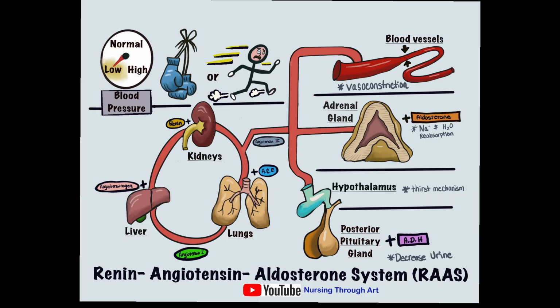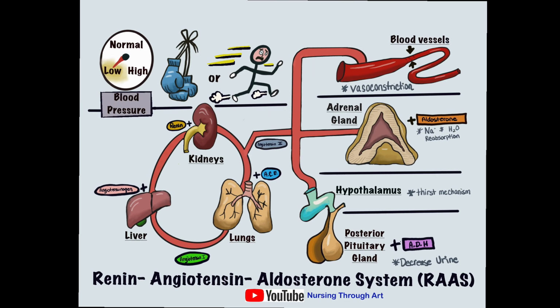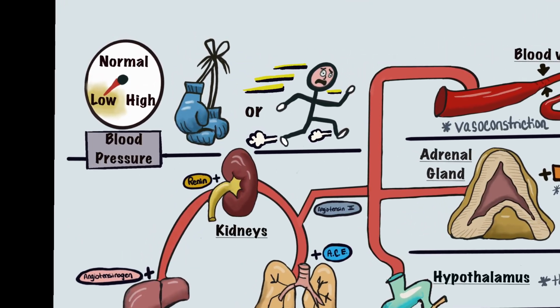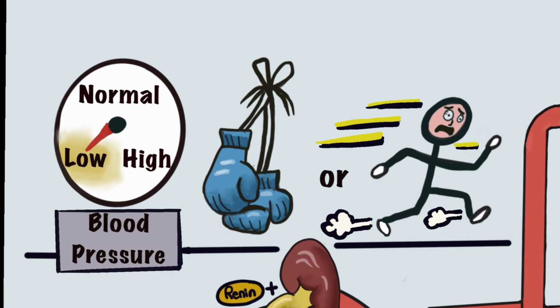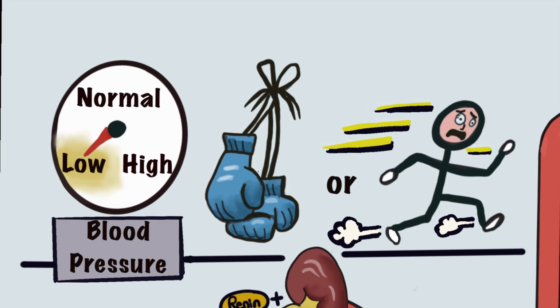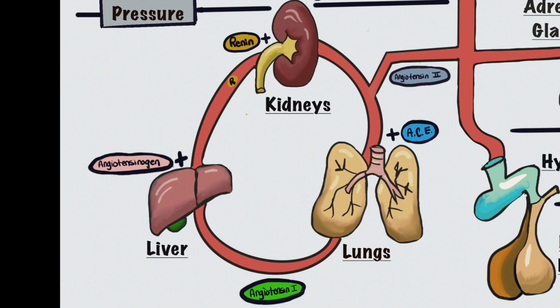Okay, so just to go over everything that we talked about today: when the body detects a low blood pressure, the fight or flight response will be activated. The kidneys will release renin into the blood circulation, and angiotensinogen will be produced in the liver. The renin will break the angiotensinogen and turn it into angiotensin 1.